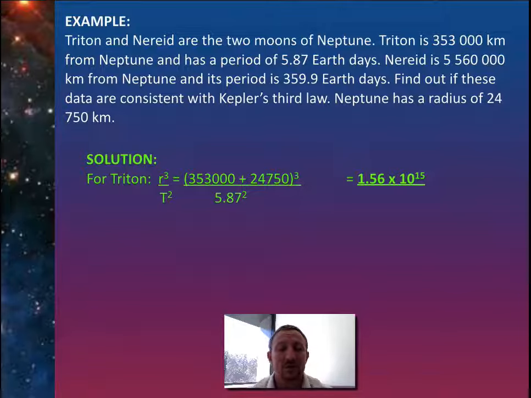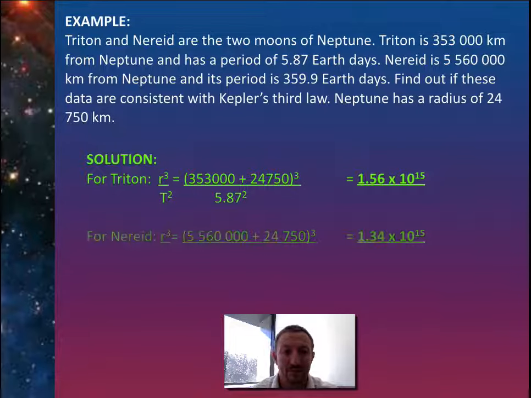So we look at Triton to start off with, and we've got its distance. Its distance is going to be taken as the distance from Neptune plus the radius, divided by the time it takes. Now what we've done is taken out a factor there, so we've got 5.87 squared, because we've got days in each case. So we've got 5.87 squared days, that's our time period, and we've got our radius, which is the distance from Neptune to Triton, and we get 1.56 times 10 to the 15.